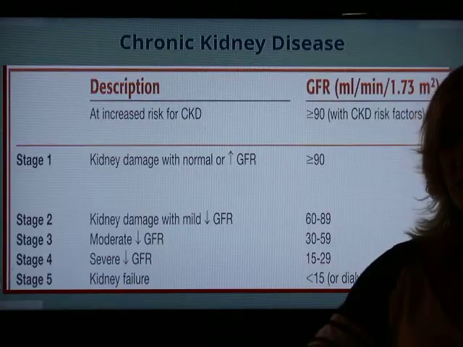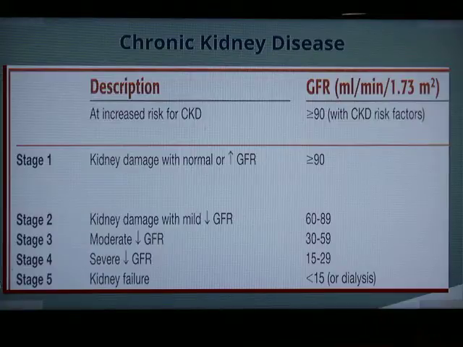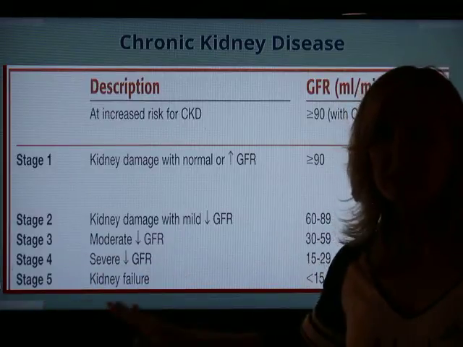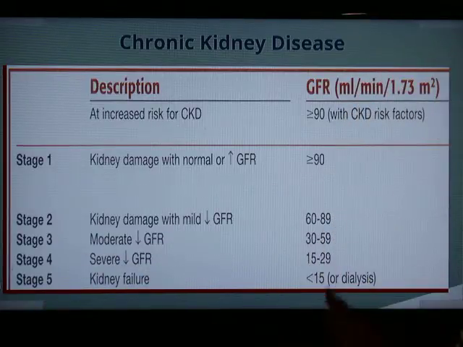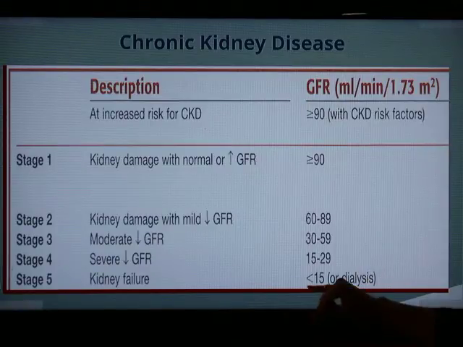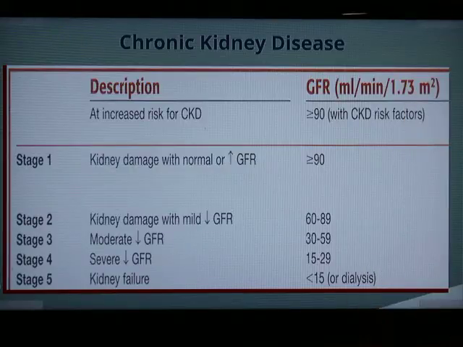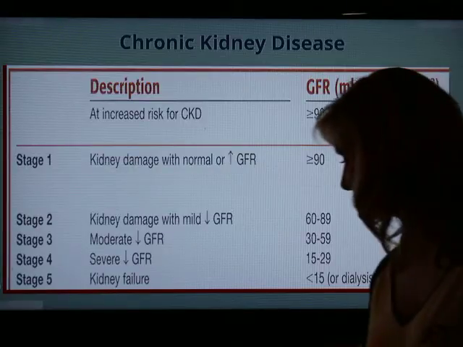be really careful with their diet, be really careful with their fluid intake, they really don't need to be on dialysis until stage 5. This is complete kidney failure. The kidneys absolutely do not work, and those are the patients that need to go on dialysis. But that's not until you have less than 15% of your glomeruli working. Those patients need to go on dialysis.